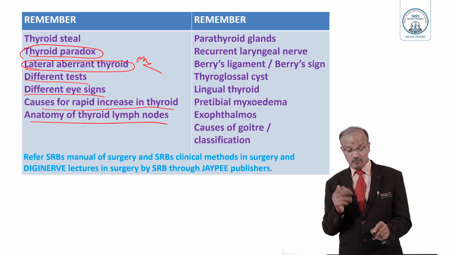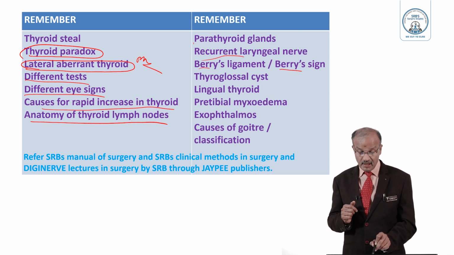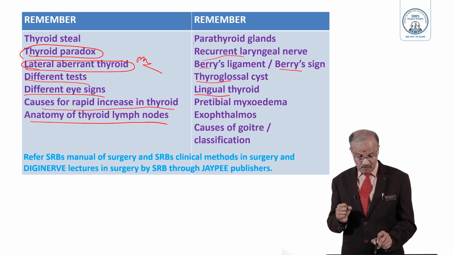Parathyroid glands, you have to remember. Recurrent laryngeal nerve is very important, crucial. Berry's ligament, Berry's sign I have told. Thyroglossal cyst is another entity. Lingual thyroid is one of the common congenital anomalies.